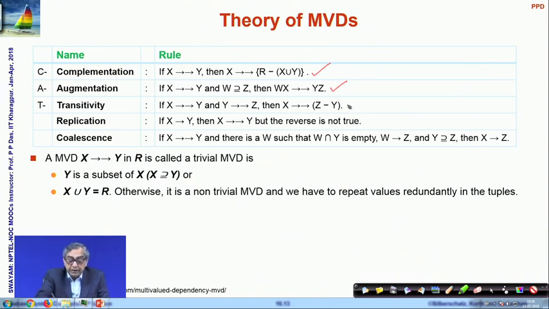So, these 3 are the rules that involve only multi-valued dependencies, and the other 2 rules, the replication rule and the coalescence rule, involve the relationship between multi-valued dependency and functional dependency. We are not going deeper into that or taking specific examples to show how they work. I just want you to know that such rules exist, through which you can define similar algorithms for multi-valued dependency also, as we did for functional dependency.